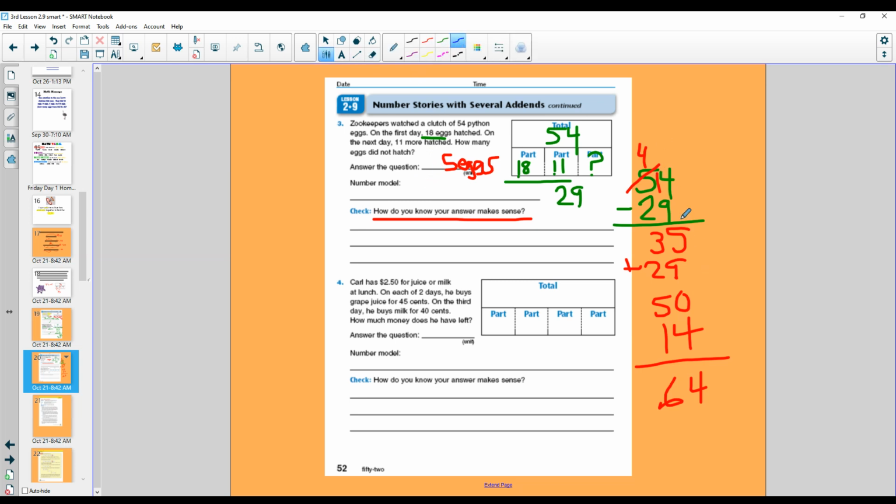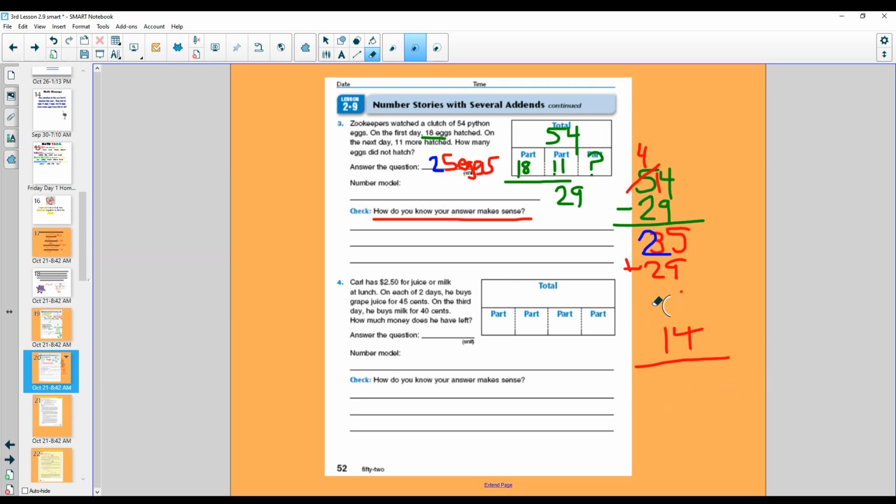Everybody makes mistakes. Did you catch my mistake? 4 minus 2 is not 3, it's 2. I should have gotten 25 for an answer. Did you catch my mistake? All right, now when I put 25 and 29 together, I should get 54. This is why we talk about, does your answer make sense? All right, because that's what's important.